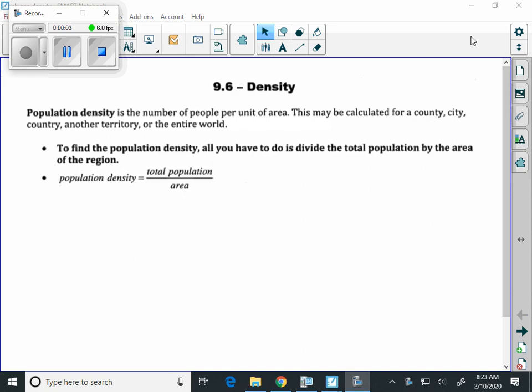Population density is the number of people per unit of area. This may be calculated for a county, a city, a country, another territory, or the world. To find the population density, all you have to do is divide the population by the area. And that formula will not be provided for you.